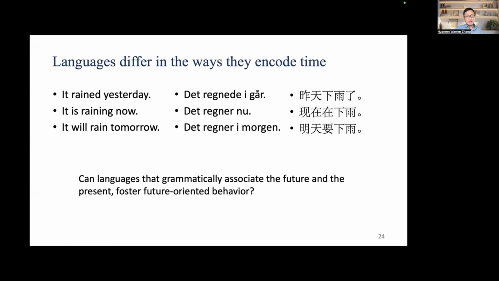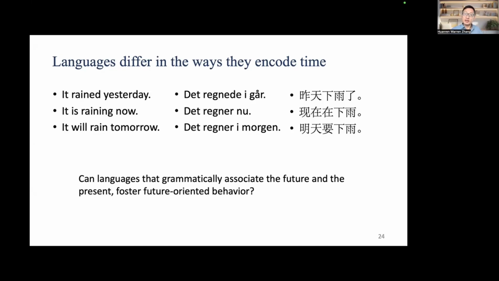In Chinese, it does not distinguish different time tenses at all. You use the same verb to describe the same thing. A literal translation would say it rained yesterday, it rained now, it rained tomorrow. There's no change in the verbal form at all. So across these three languages, they associate the future and the present differently.